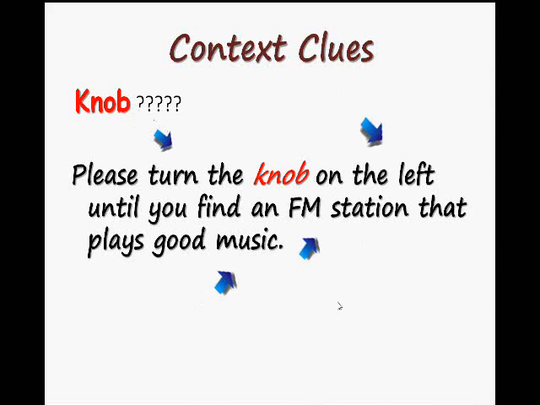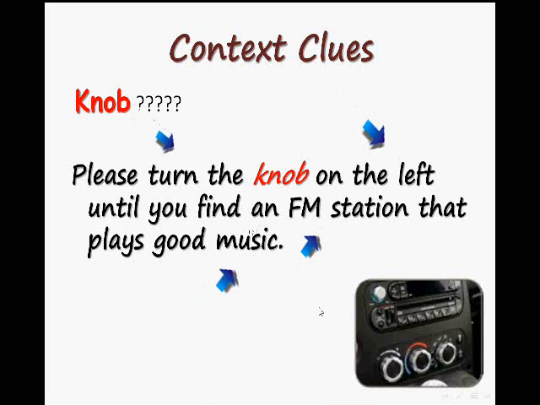So now there are lots of words to show me the meaning of the word knob, even if I don't know the word knob and I did not see it again. Okay? So these important words, as you can see from the arrows, we have turn, and then we have on the left, we have FM, and we have music. Okay? So if you have all these words in the sentence, then definitely you will understand that the word knob has something to do with the radio.